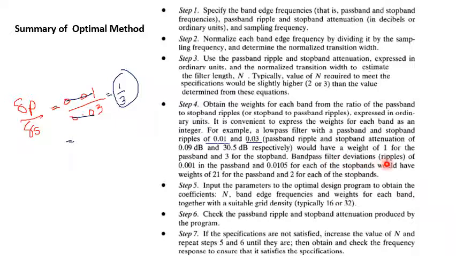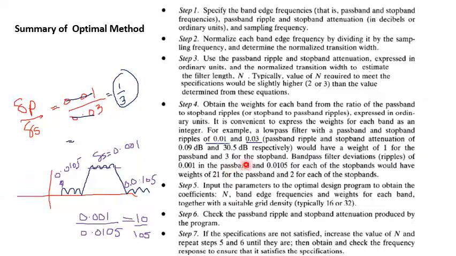Now consider band pass filter deviations, sorry, not derivations, in fact deviations, that are ripples of, for example, 0.001 in the pass band and 0.0105 for each of the stop bands. You understand we have a band pass, so we have something like this. Let me draw. So here, as given, the band pass filter deviations are ripples of 0.001 in the pass band and 0.0105 for each of the stop bands. In the case of a band pass filter we have 1 pass band and 2 stop bands. Now it is mentioned here that each of the stop bands has this value of ripples.